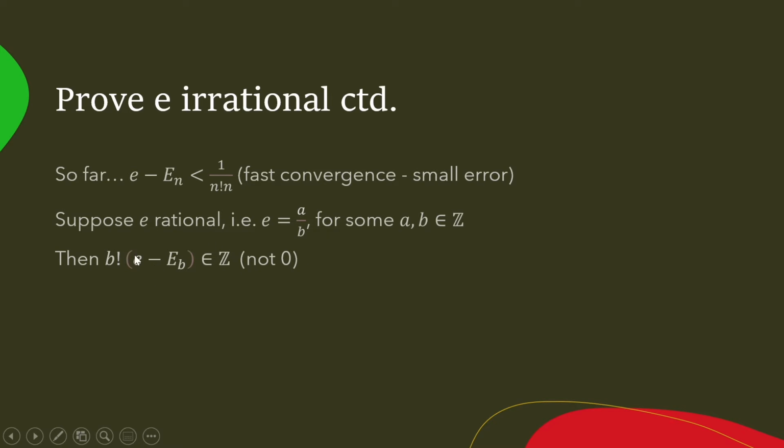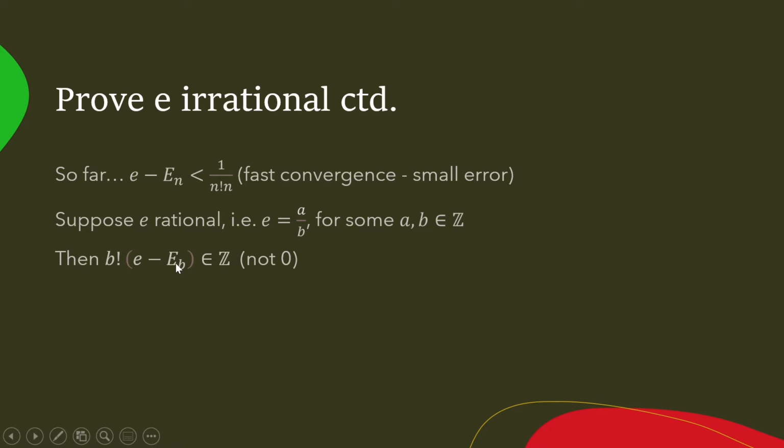So first of all, b, that's the denominator of this supposed fractional representation of e that we claim exists. So that's the b that we're using here. And so b factorial times this is an integer. Why is it an integer? Because if you think about everything going on in this term here, so e, we're claiming it's a over b. So obviously b factorial is going to clear out that denominator for e then. It's going to be some integer then for b factorial times e.